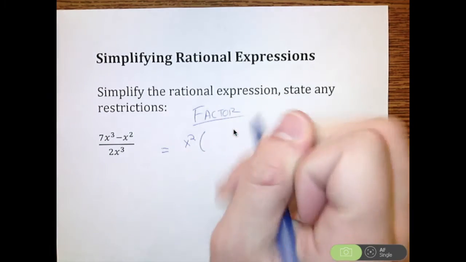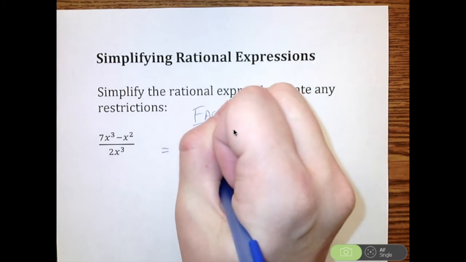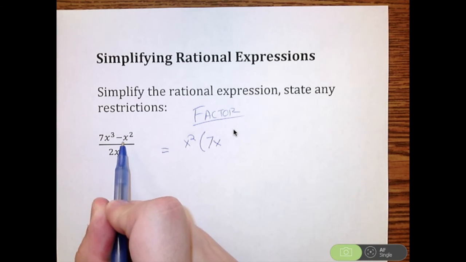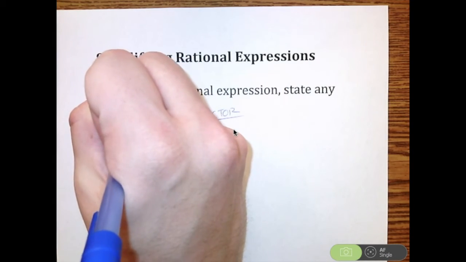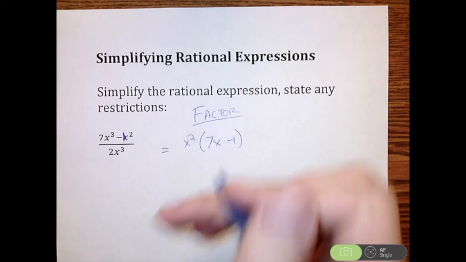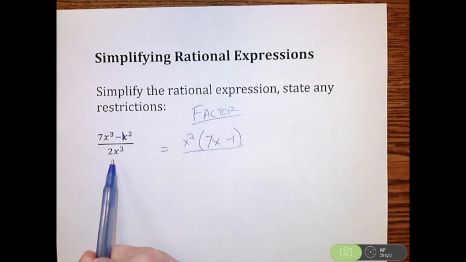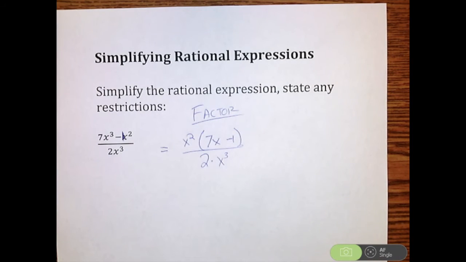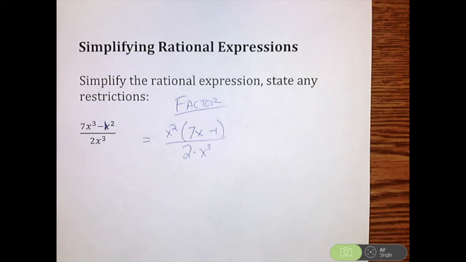If I do that, the 7x cubed is now just a 7x. If I take an x squared away from an x squared, I still have that minus 1 right there. So I have a minus 1. So that is my factoring up top. I have x squared times 7x minus 1. On bottom, I'll try and factor that as well. I have 2x cubed. Not a whole lot you can do there, so that's going to stay as 2 times x cubed.